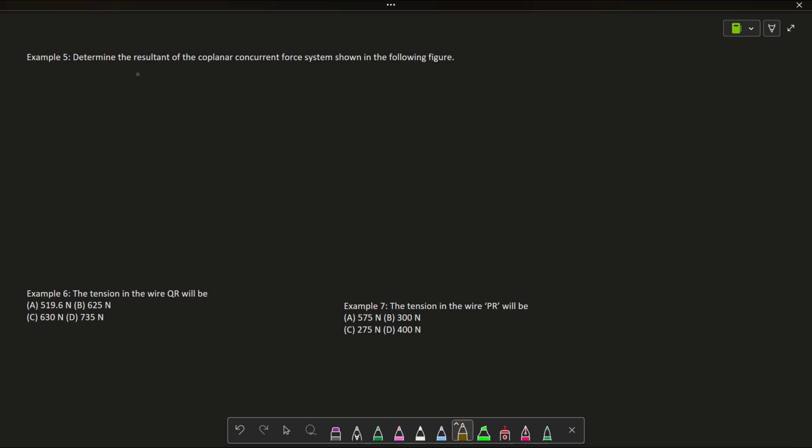Now we will come to question number 5. Determine the resultant of the coplanar concurrent forces shown in the following figure. I forgot to draw the figure, so I will draw it here.